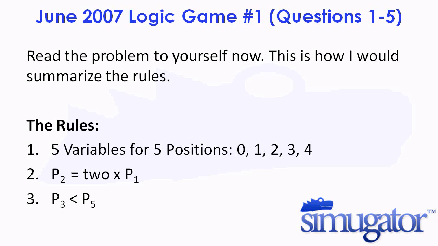This is how I would summarize the rules. We have 5 variables for 5 positions, 0, 1, 2, 3, and 4. On test day, I wouldn't write out variables or positions. The value of slot 2 must be twice the value of slot 1. And finally, the value of slot 3 must be less than the value of slot 5.